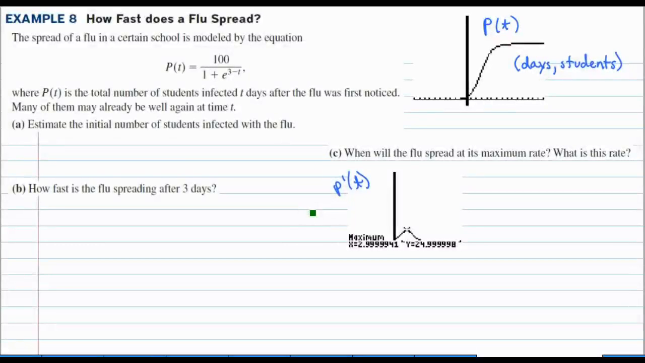This is the screencast for section 3.9, example 8. How fast does a flu spread? So at that point, you're probably thinking to yourself, well, fast is a speed, and that's a slope, a rate of change. So yes, this is going to involve derivatives, just not for every piece of this.